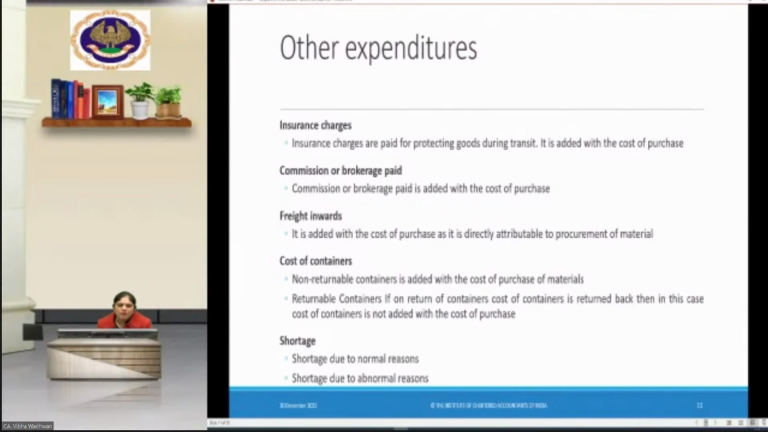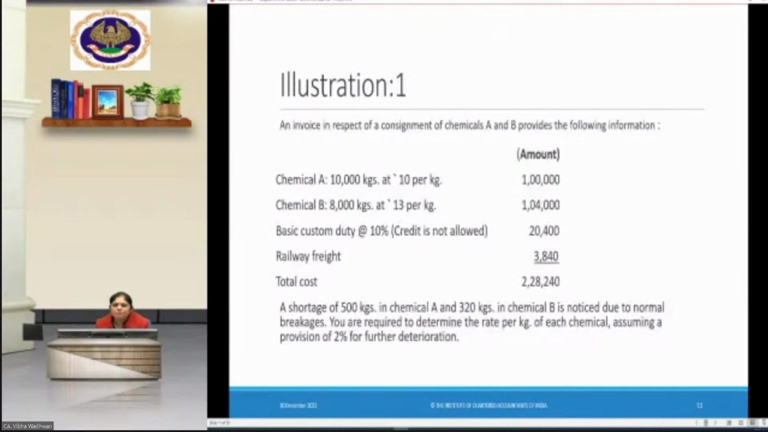All right. Shortage. So the shortage due to normal reason and abnormal reason. So there are shortages when we handle the material. A lot of shortages basically occur. So some shortages have to happen because it's the basic nature of material that it has to happen. But abnormal shortages, that means due to mishandling, the material got damaged. So that's why there was a shortage. So of course, abnormal reasons, they will have different treatment. Okay, so there is an illustration I've included in between.